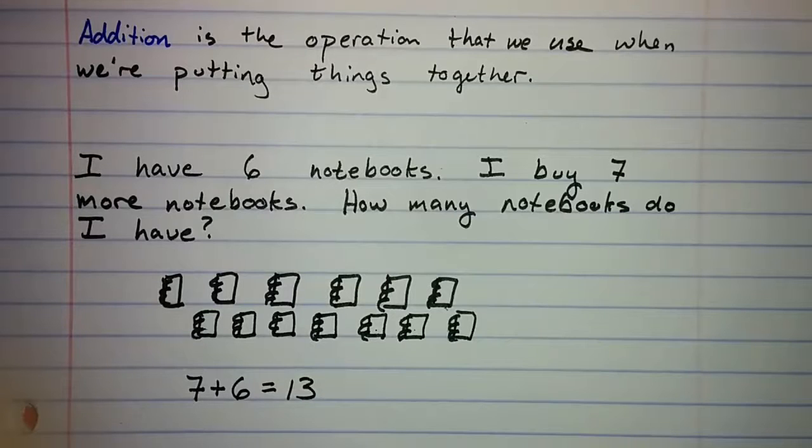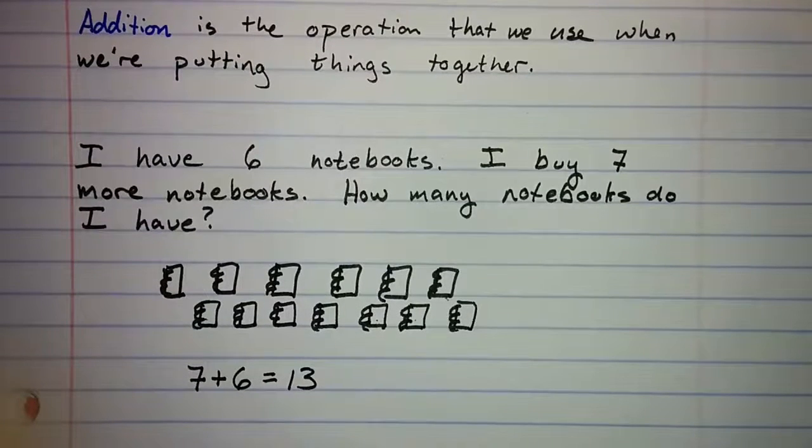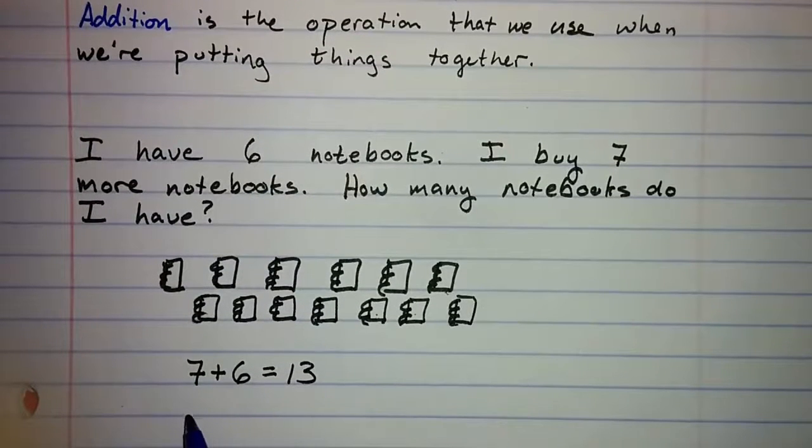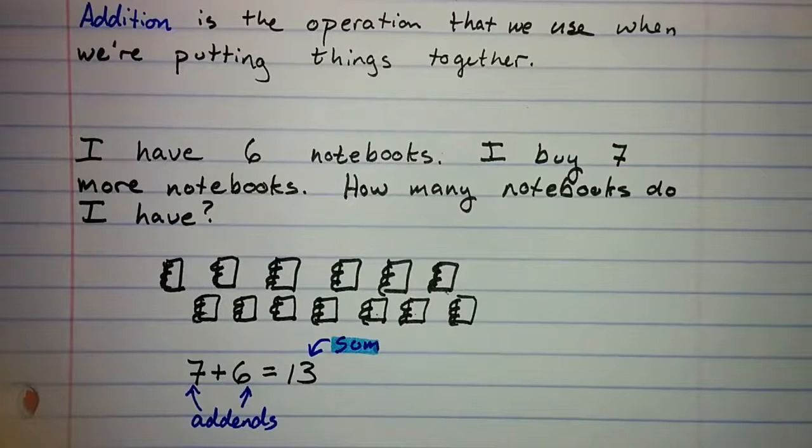Now there are some terms around addition. These two numbers that we're adding together are called addends, and the result of the addition is called the sum. This word, sum, is the technical term for the result of doing addition. You need to know this word, in particular when you're asked to find a sum.